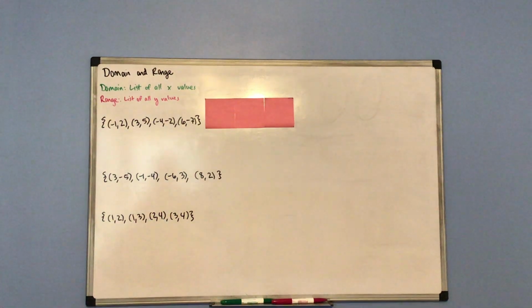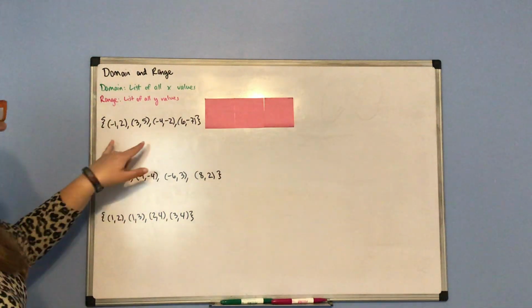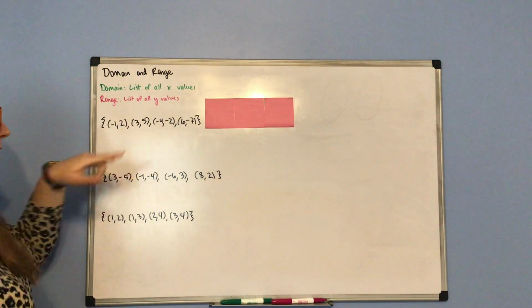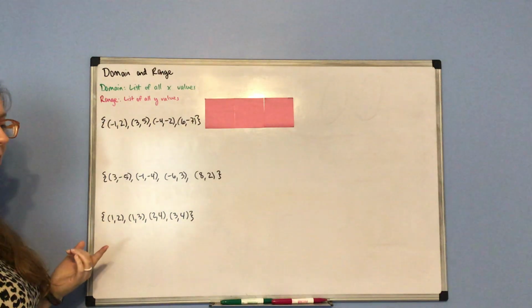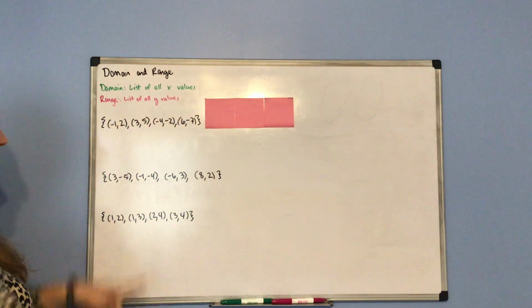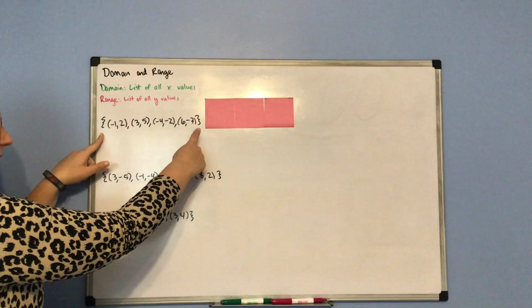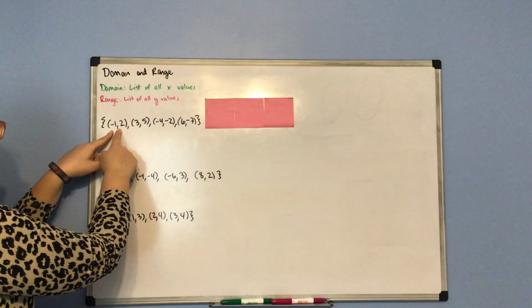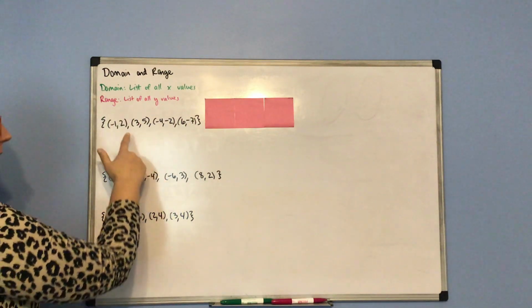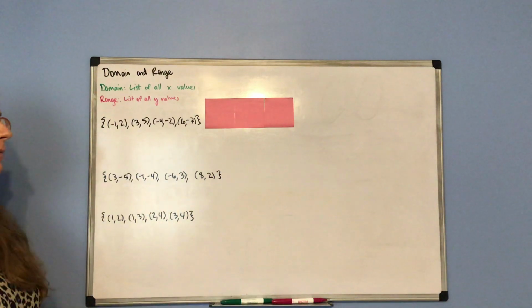Today we're going to talk about domain and range of a relation. So we know relations can be written lots of different ways, but for right now we're just going to focus on a relation that's written as a list of ordered pairs. Remember that when you have a relation written as a list of ordered pairs, we have curly brackets at the beginning and the end. Each ordered pair is written in parentheses x comma y, and then commas in between.